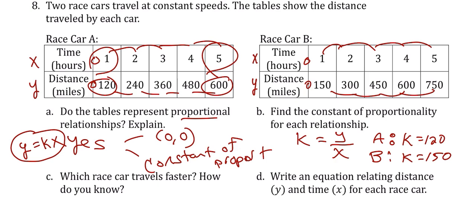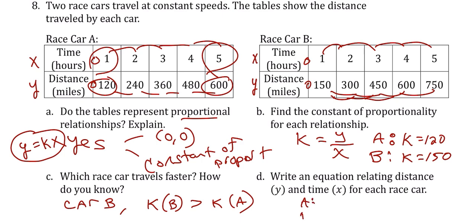The reason we know that car B travels faster is that for every hour, it's going up by 150 miles. So we're going to say car B, and the formal way of saying it is that the k for B is greater than the k value for A. So we're getting multiplied by a bigger number every time, meaning that it's going more miles per hour.